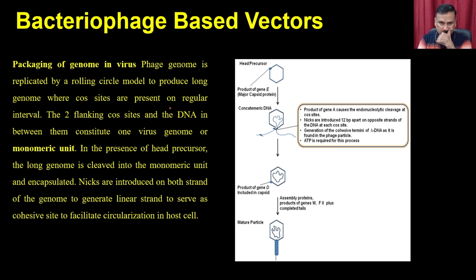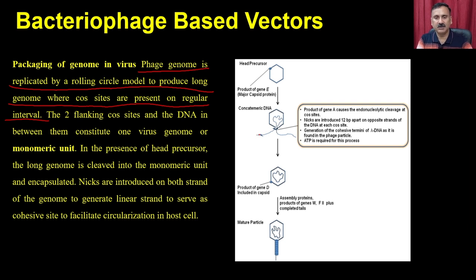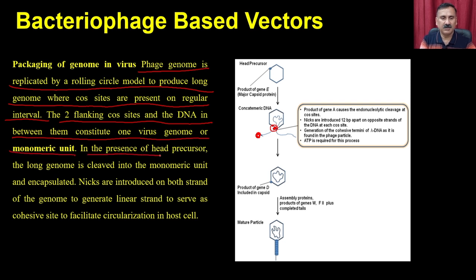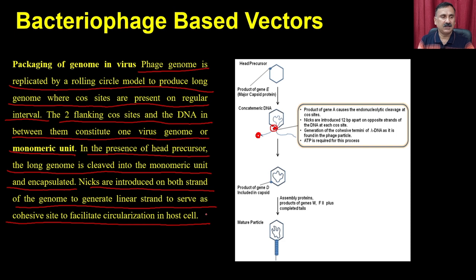So how is it actually going to pack the genome? The phage genome is replicated by a rolling circle model to produce a long genome, where cos sites are present at regular intervals, right? So when it is producing the phage genome, it is going to start producing the cos site. You can imagine that you have one cos site, you can have another cos site, and once these two cos sites are out, they come together and get circularized. The two flanking cos sites and the DNA between them constitute the viral genome, or the monomeric unit. In the presence of the head precursor, the long genome is cleaved into the monomeric unit and encapsulated. Nicks are introduced on both strands of the genome to generate the linear strand to serve as a cohesive site to facilitate the circularization in the host.